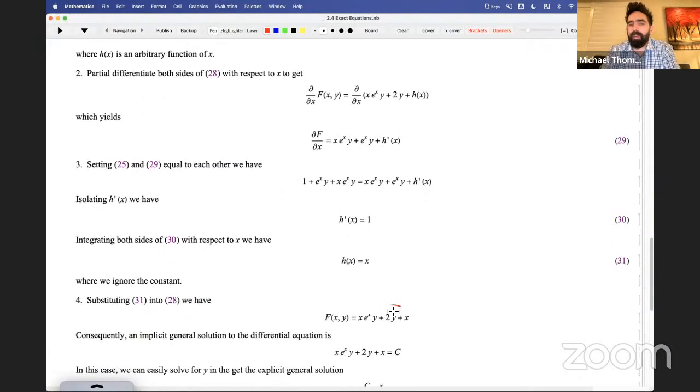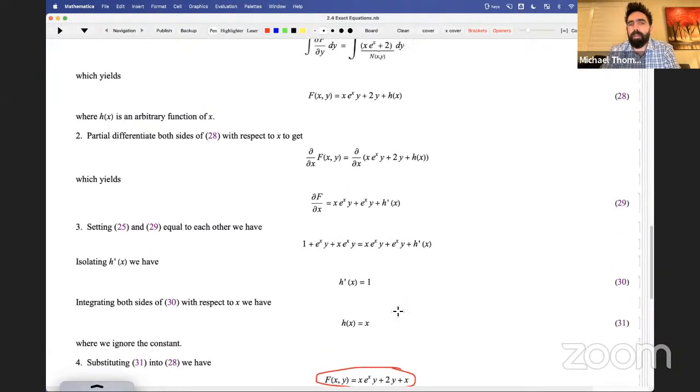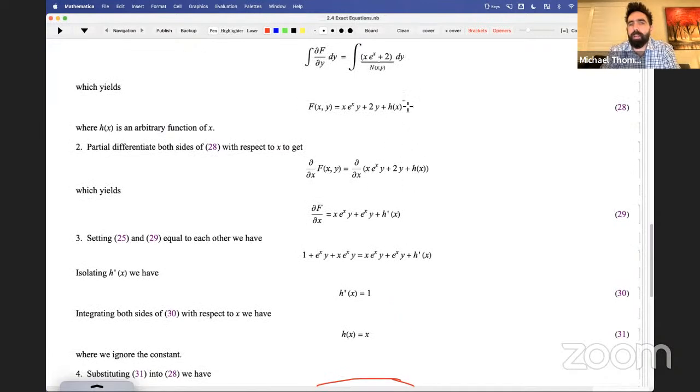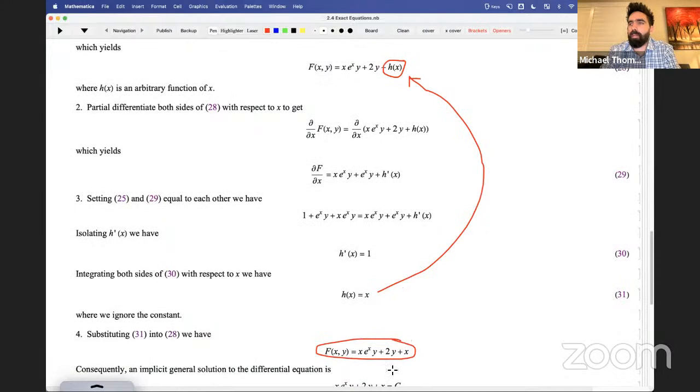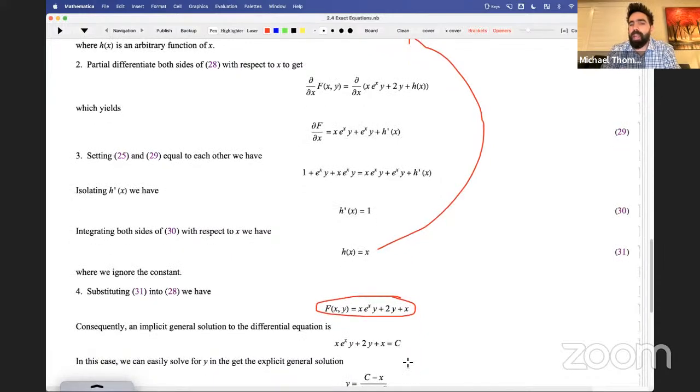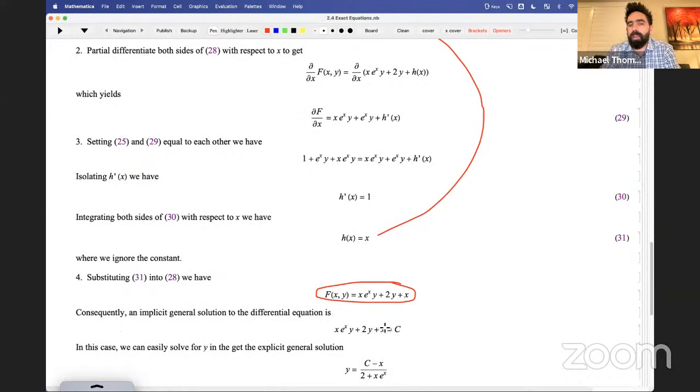So here's f finally. So in order to get f, I took my h, which I solved for, and I just plugged it in right there. And there's f. All right. Okay, so there's f. So finally, just take f and set it equal to c. And this is going to be your general solution.